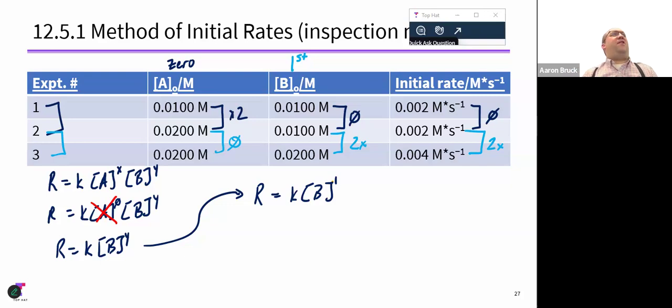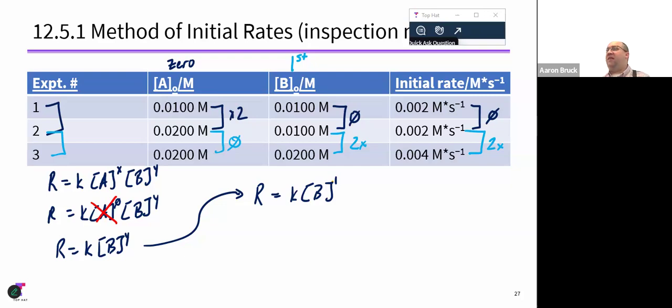And like I said, the inspection method works great when I have very concrete numbers that are easy to see how they have been manipulated. It's easy to see off of this. I didn't need to break out my calculator at all to know that the concentration doubled and the rate doubled.